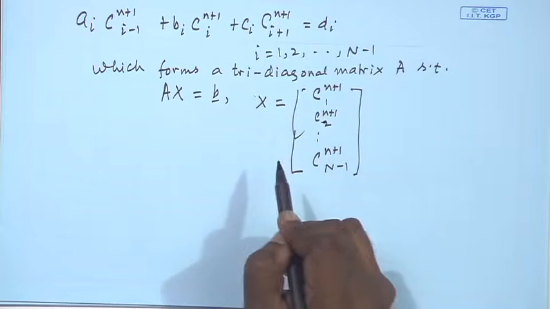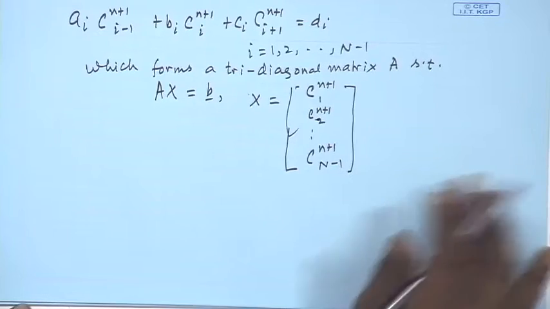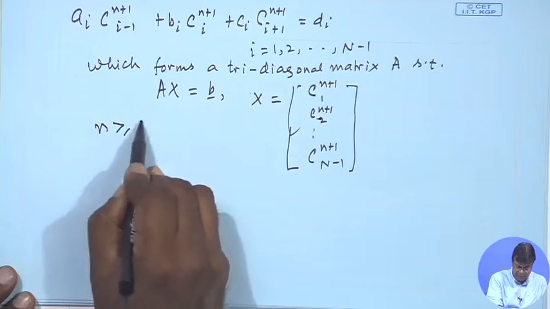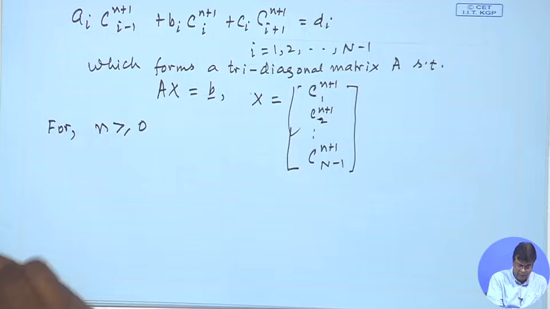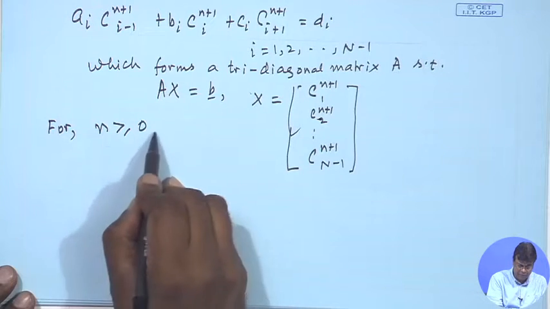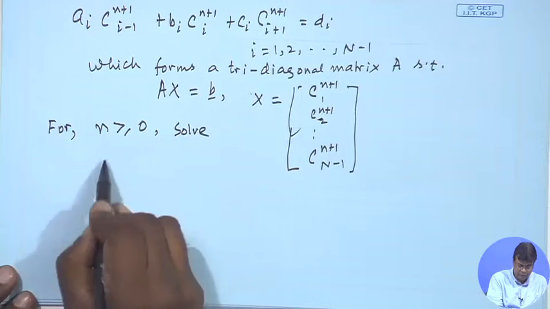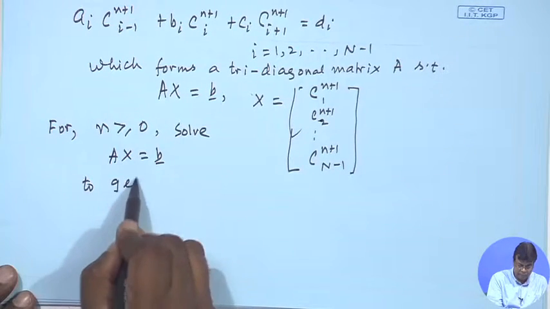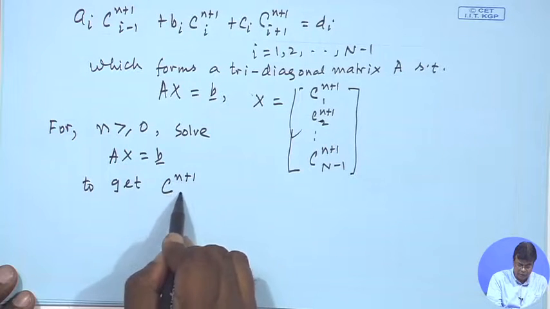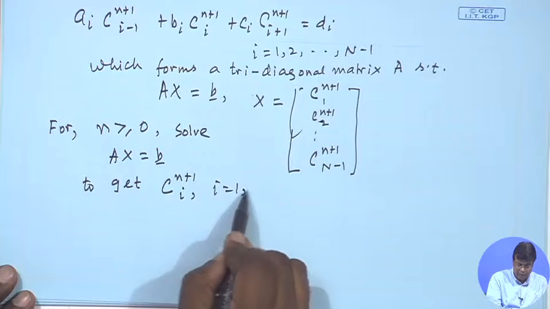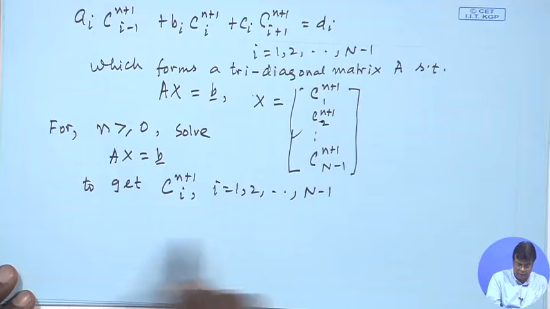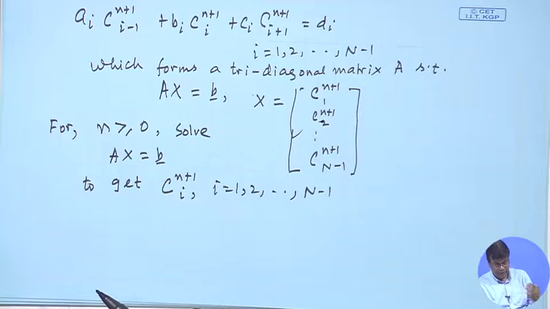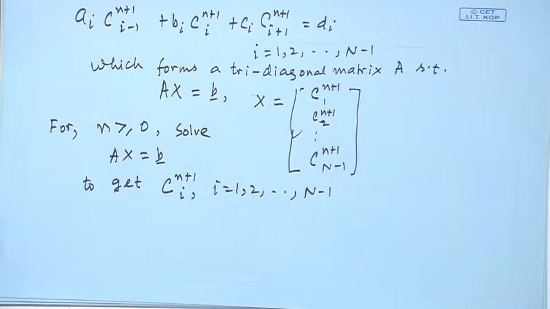So A is a tridiagonal matrix. For every time level, for each n greater than or equal to 0, solve A x equal to B to get C n plus 1, i for i equal to 1 up to n minus 1. To start the procedure, we start from the initial condition, which is given, and we proceed in that direction.